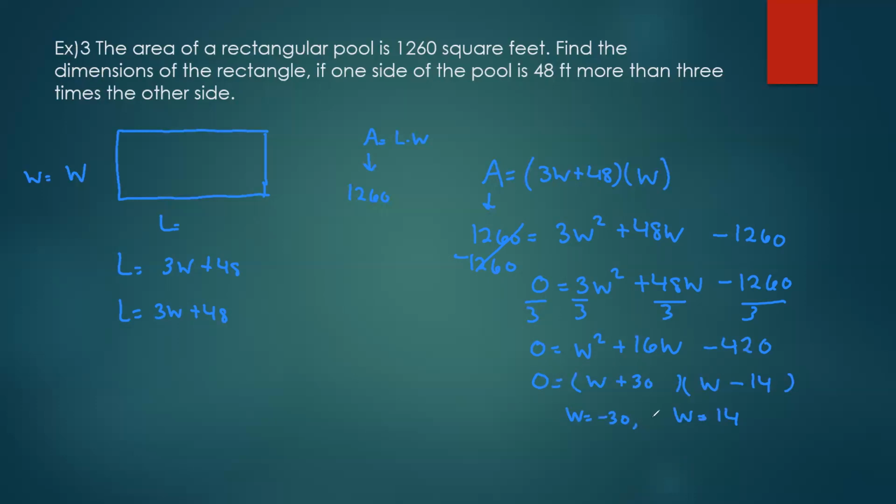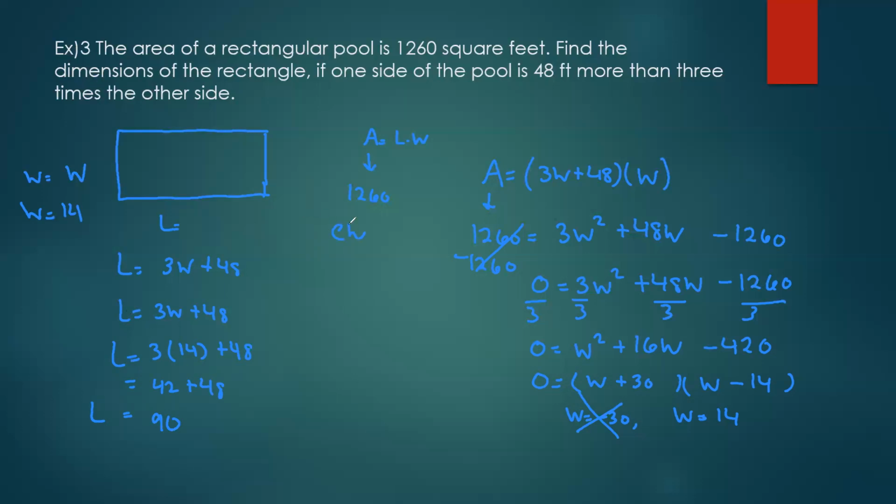Now, we have two possibilities. Is there one that you can get rid of? Yes, you can get rid of the width of negative 30 because it just doesn't make sense to have a negative length, right? So let's actually find our length because we know what w is now. So length is 3 times w plus 48, so 3 times 14 plus 48. So that's 42 plus 48. That's 90. And then our width, we said our width is 14. So our length is 90 and our width is 14.